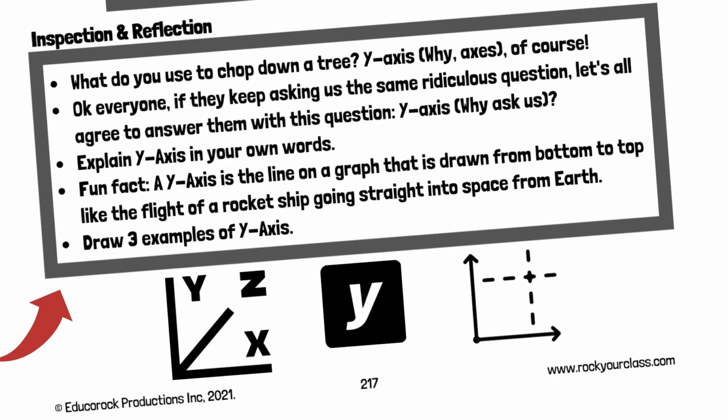Explain y-axis in your own words. Fun fact, a y-axis is the line on a graph that is drawn from bottom to top, like the flight of a rocket ship going straight into space from Earth. Draw 3 examples of y-axis.